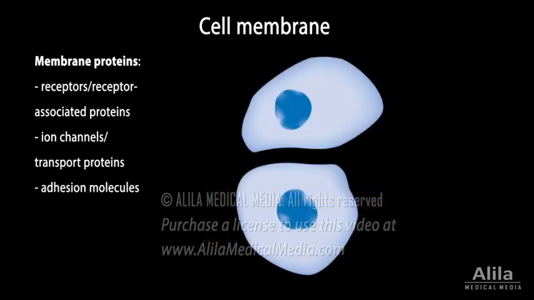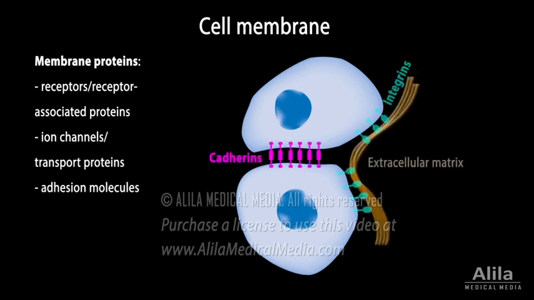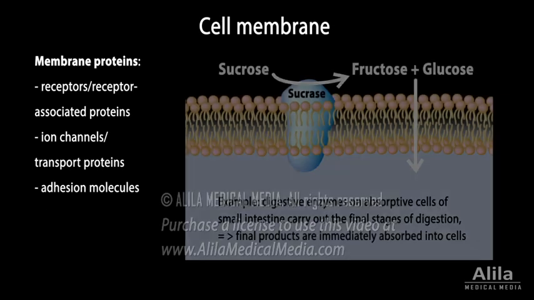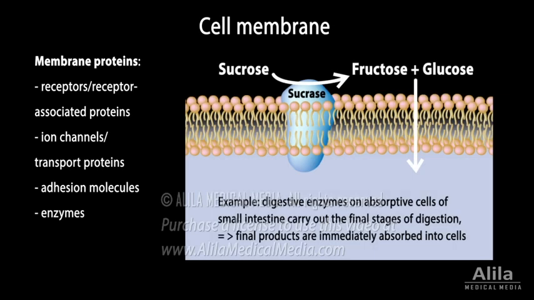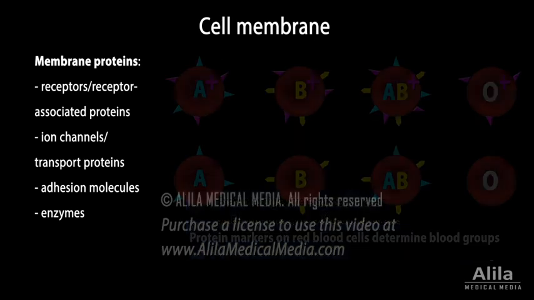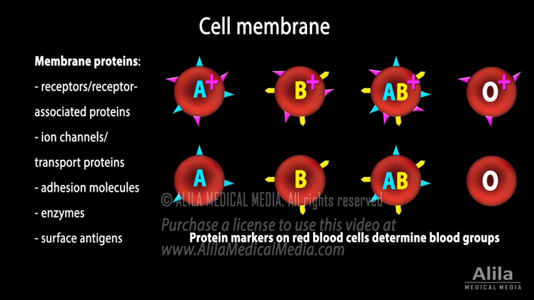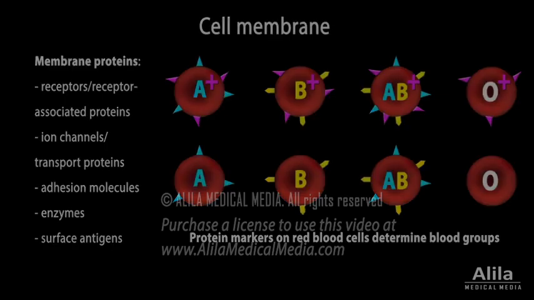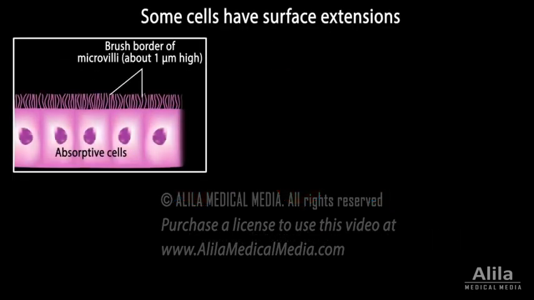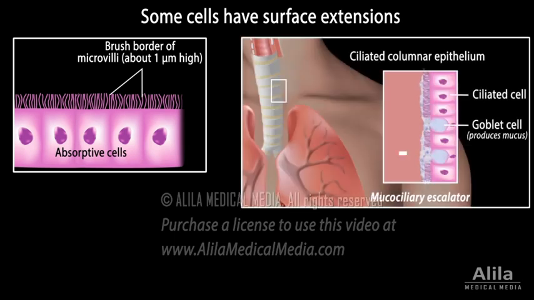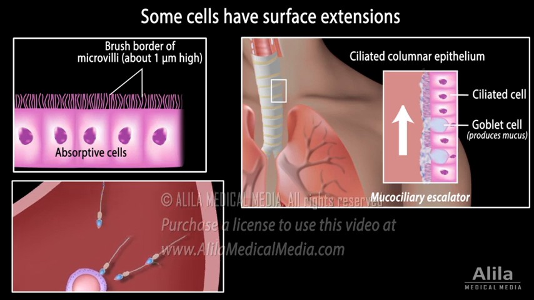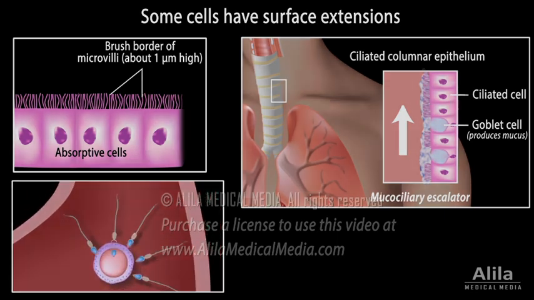As adhesion molecules, they help cells adhere to each other and to the extracellular matrix. As enzymes, they catalyze reactions that are required outside the cell but in the vicinity of the cell membrane. Transmembrane glycoproteins also serve as surface antigens, determining the cell's identity. On top of the cell membrane, some cells have surface extensions that carry out specialized functions. Examples include microvilli that increase the surface area in the small intestine, cilia that move mucus in the respiratory tract, and flagella that are responsible for the movements of sperm cells.